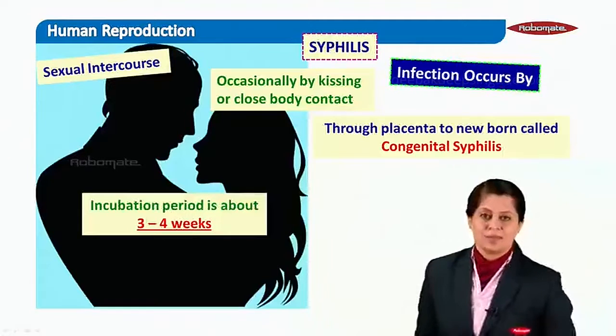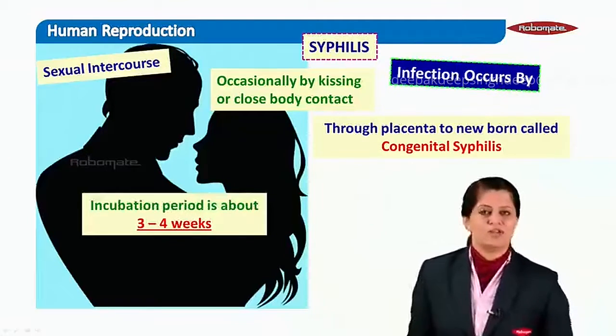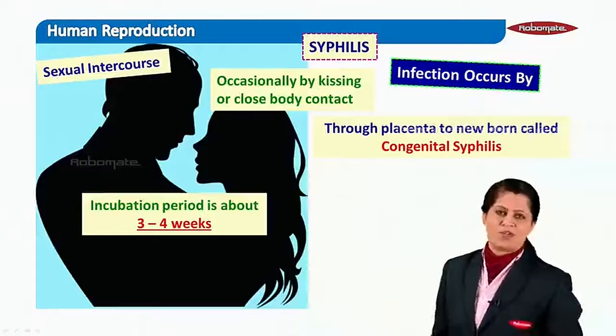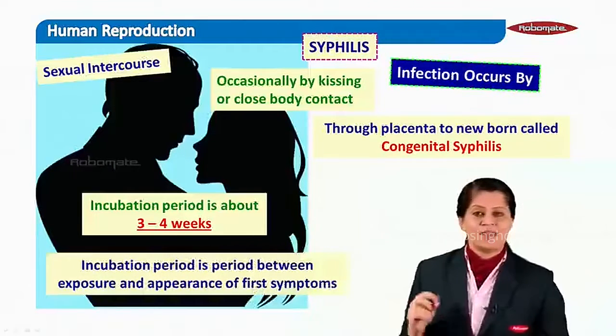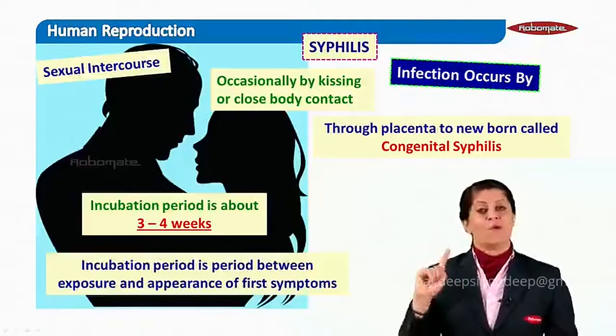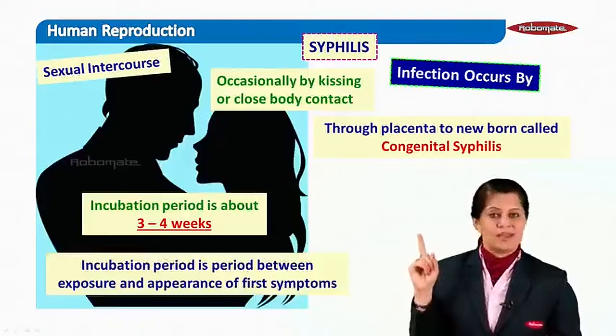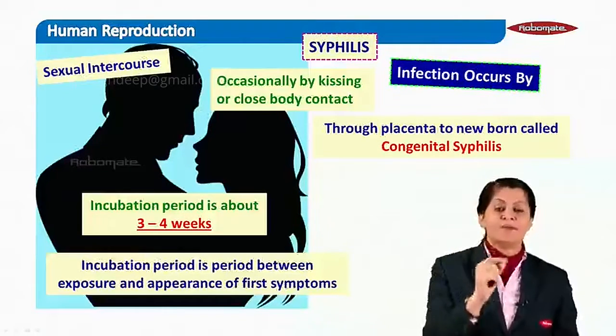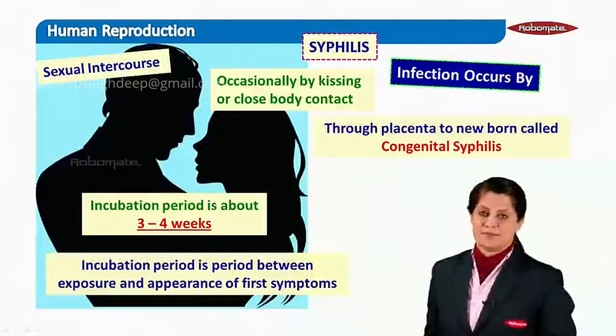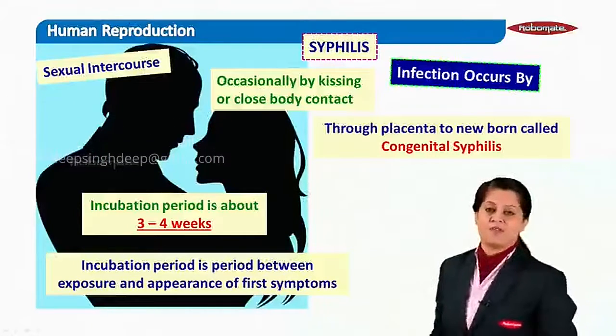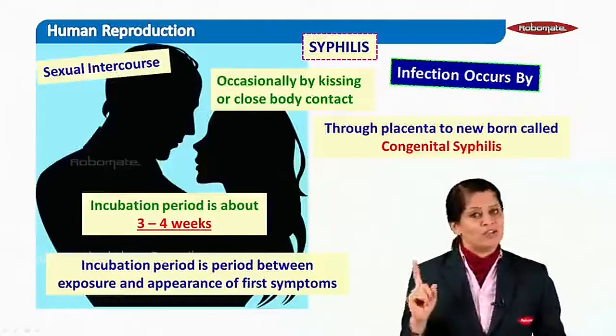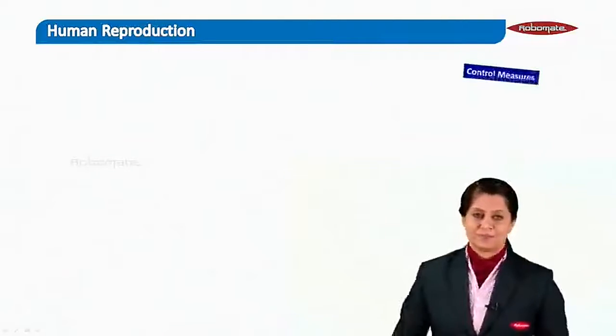Incubation period of this disease is, students, 3 to 4 weeks. And what is incubation period? Incubation period is the period between the exposure to the bacteria up to the appearance of the first symptom. So in syphilis, incubation period ranges from 3 to 4 weeks.